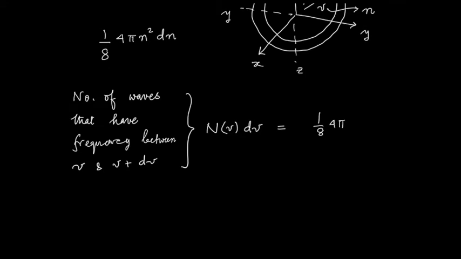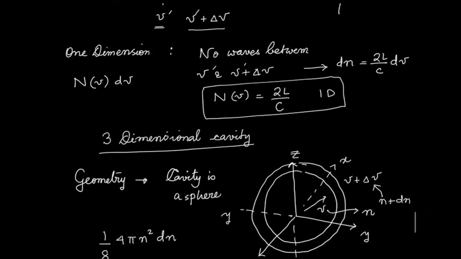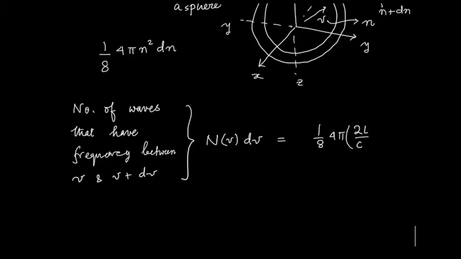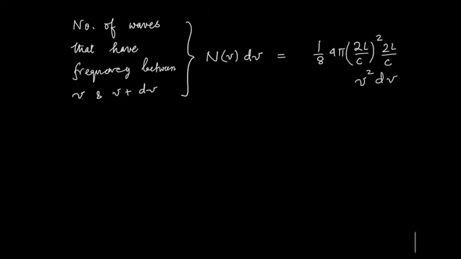and this is given by 1 by 8, 4 pi n squared dn. n is 2 nu L by c, so n squared is 2 nu L by c whole square, and then dn is 2L by c times d nu, so this will give me nu squared d nu. Okay.